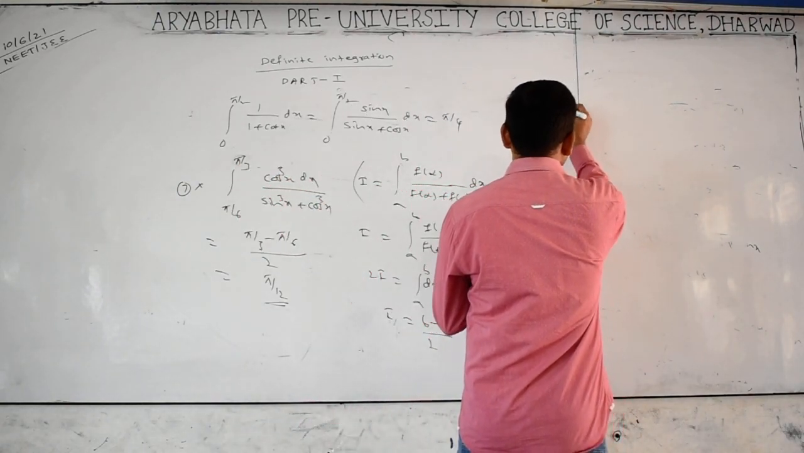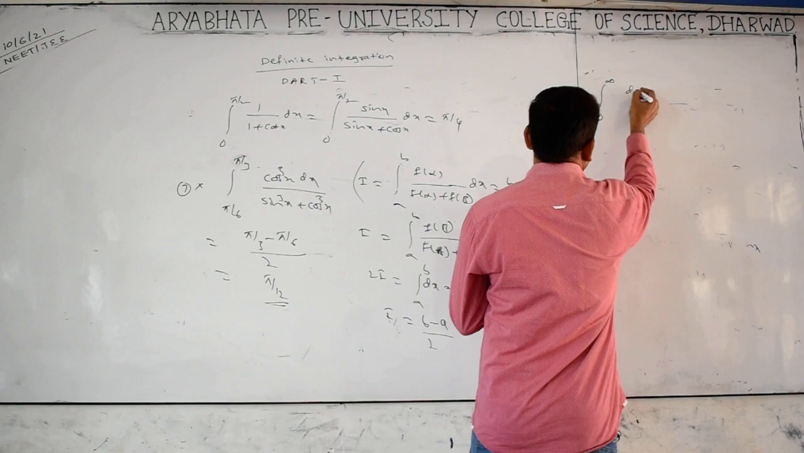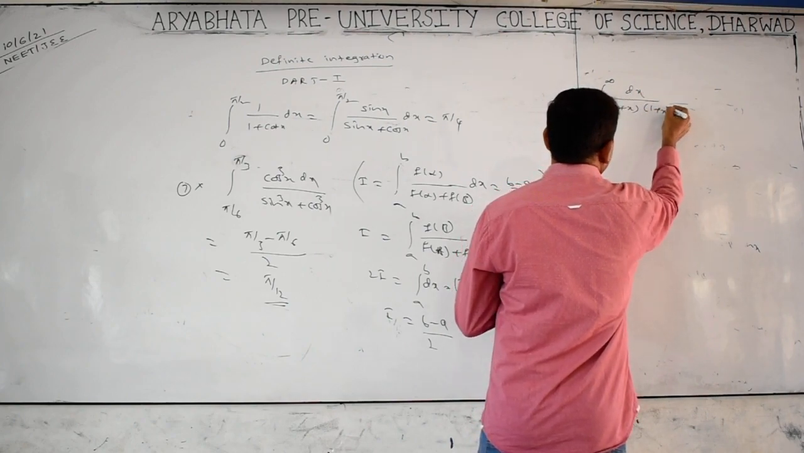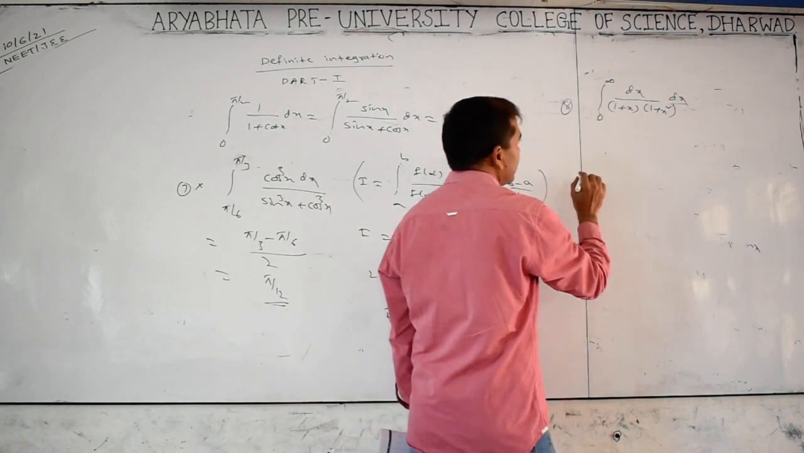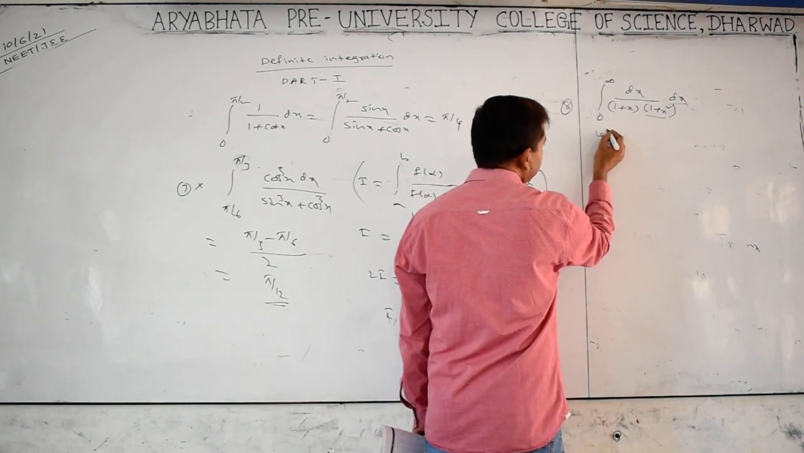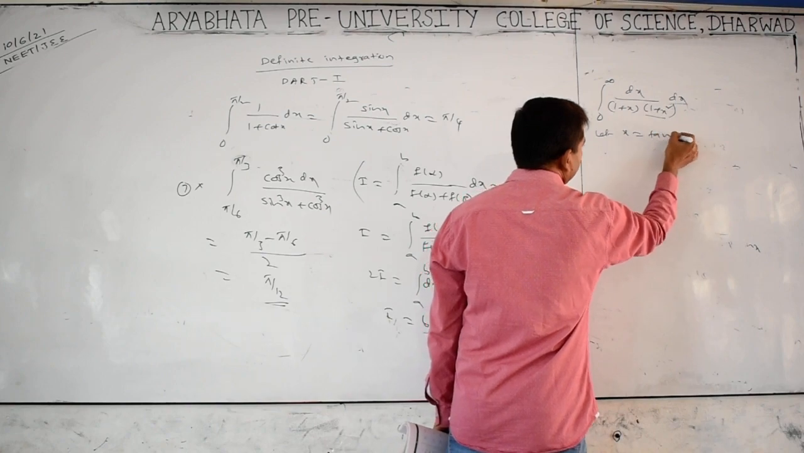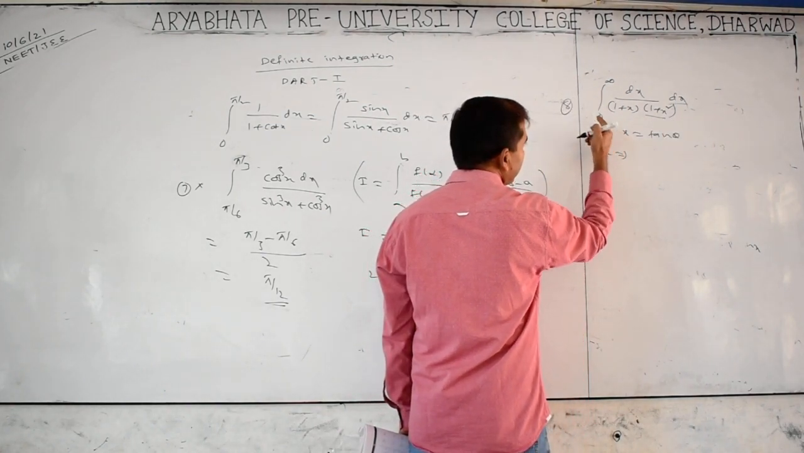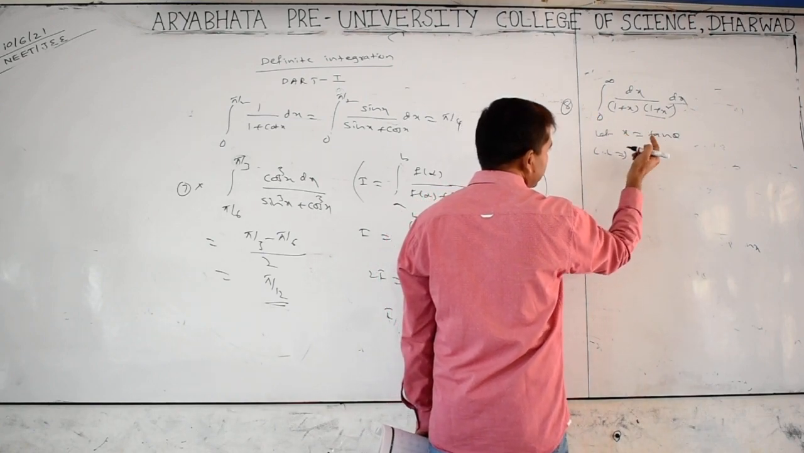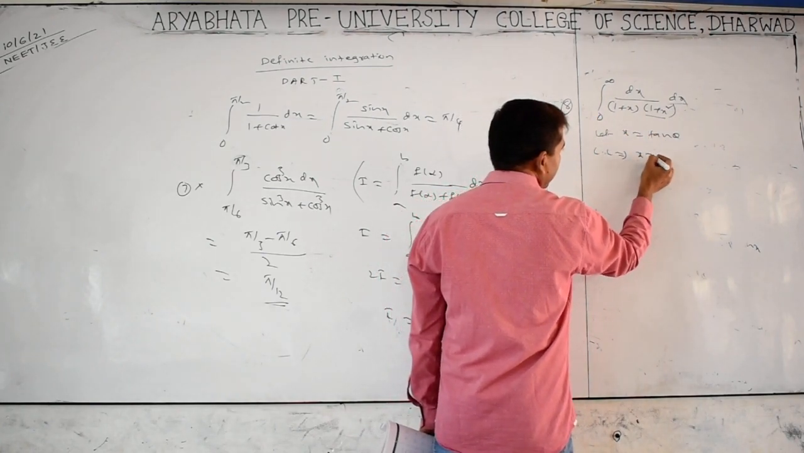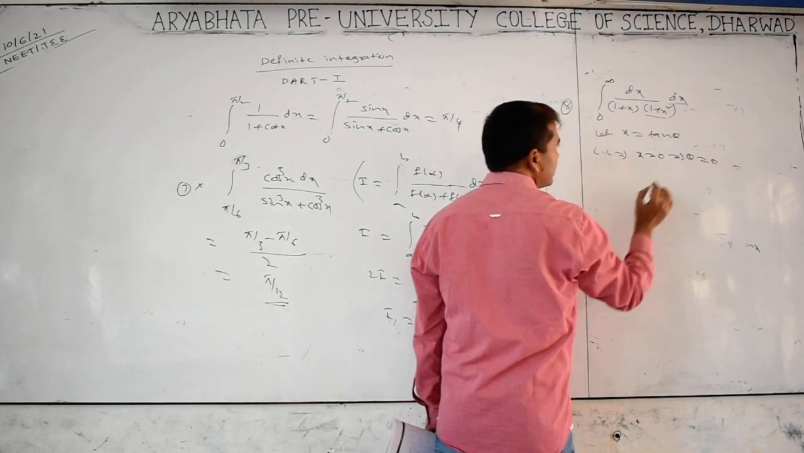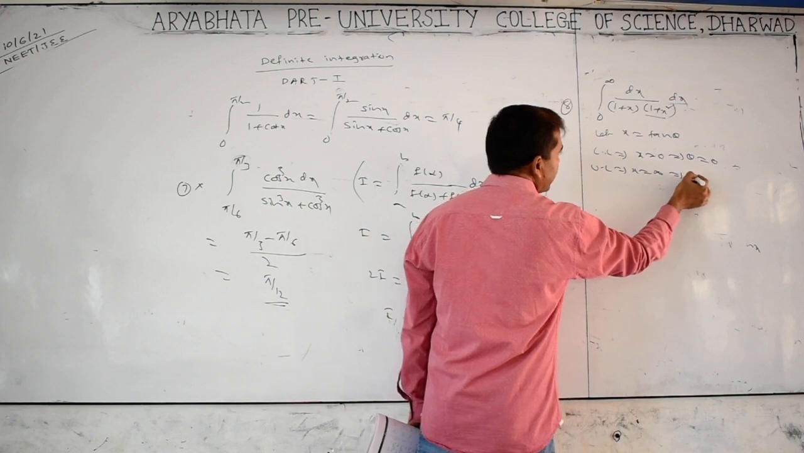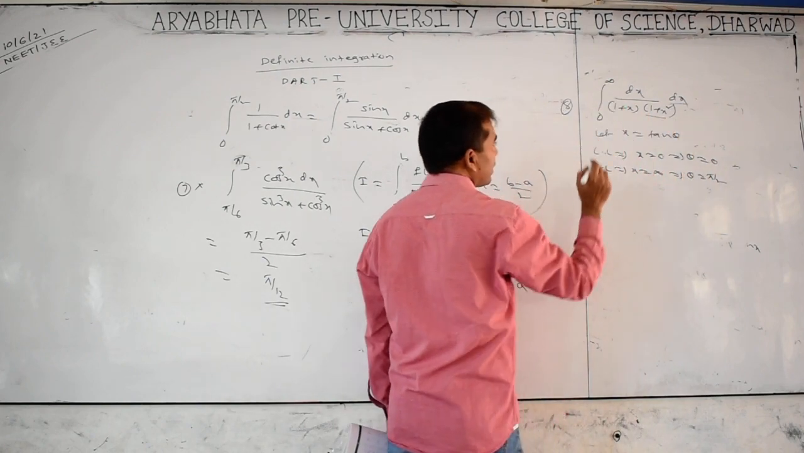Next, question number 8. Integration of 0 to infinity dx by (1 plus x) into (1 plus x square) dx. So 1 plus x square is there, which means let x equal to tan theta. Then the lower and upper limits change. Lower limit: if x is equal to 0, then theta is tan inverse 0, theta is 0. Upper limit: if x is equal to infinity, then theta is pi by 2, since tan theta is infinite.